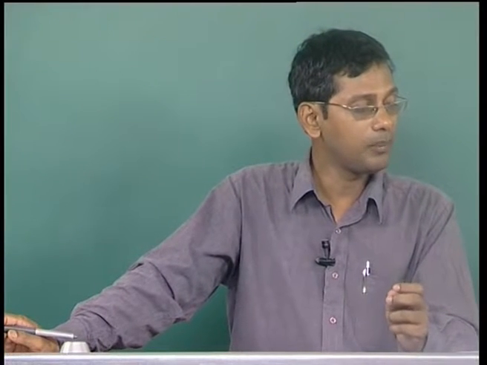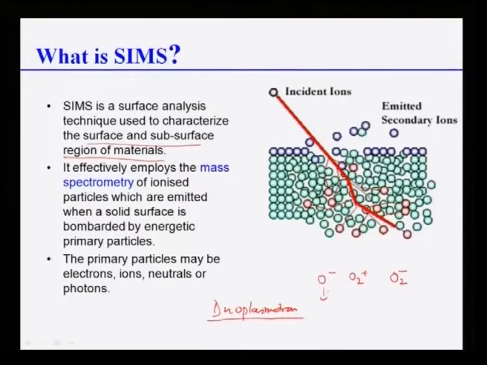But this O minus ion is the most abundant species used, while positive ions are also used. If you have an insulating material, then we have to use O minus ion, because otherwise there will be charge build-up on the surface.